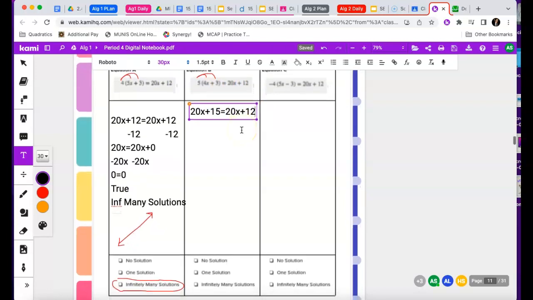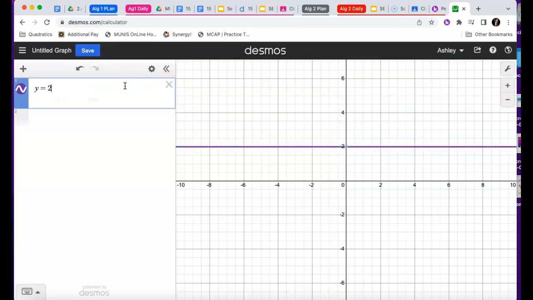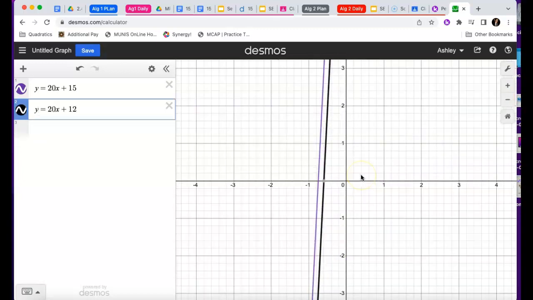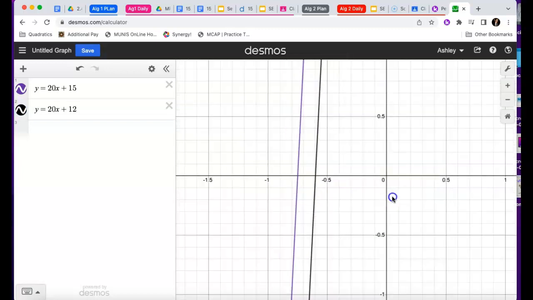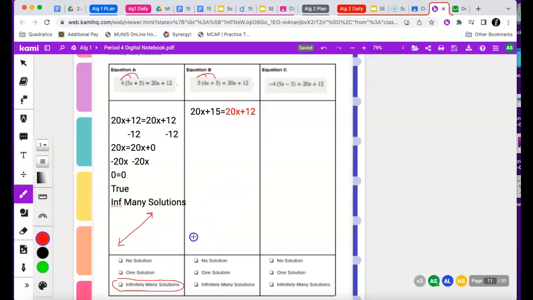So now we're going to solve this graphically. I'm going to type in y equals the left side of the equation and y equals the right side of the equation. So y equals 20x plus 15 and y equals 20x plus 12. Notice that these two lines are parallel. When two lines are parallel, that means they never actually touch. And if they never actually touch, then they have no intersection point, which means there are no solutions. So for this one, we're going to circle the no solution box.